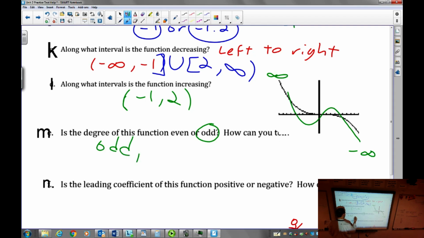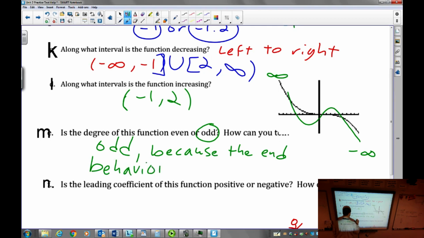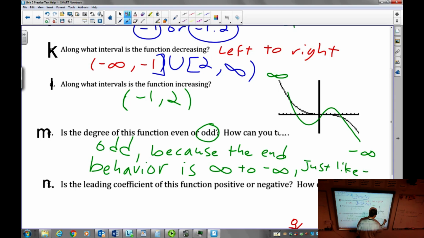Well, how can you tell? Well, it's odd because the end, go and write this down if you haven't already done so. What reason did you put? Maybe you were right as well. So odd because the end behavior is positive to negative infinity, so that's just like negative x cubed, which is also an odd function.